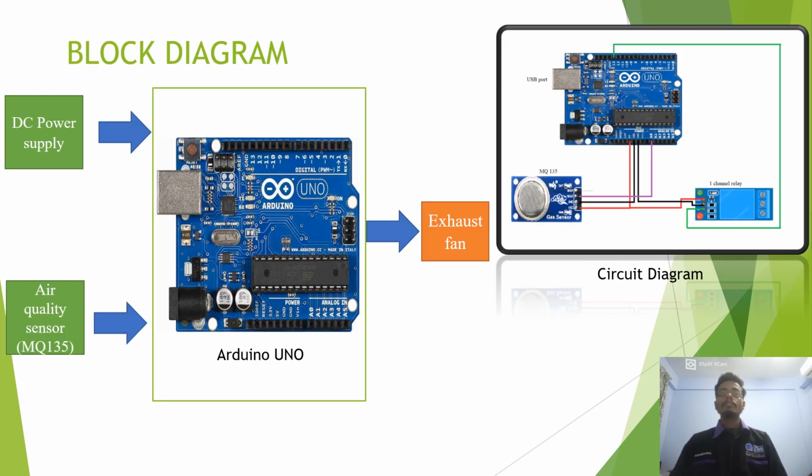This is the block diagram of my project. The Arduino Uno is occupied with the input DC power supply and the air quality sensor MQ135, and the output of this project is the exhaust fan. And right here there's a circuit diagram. This is how I connect my wiring from the Arduino to the sensor and also to the relay to be used for the exhaust fan. I mean the PC fan as the exhaust fan.